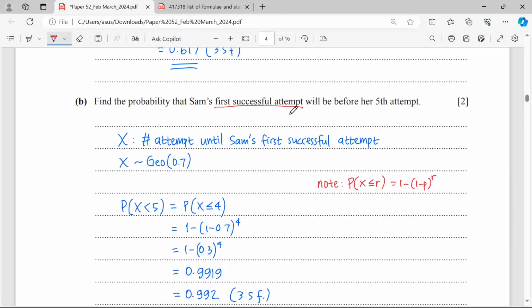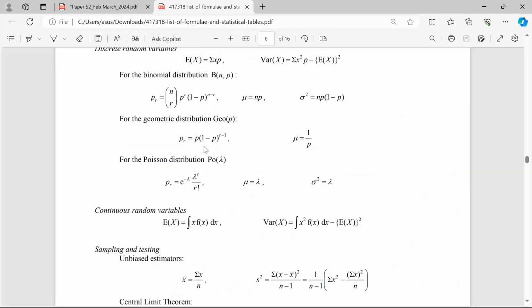And for geometric distributions, there is only 1 parameter, which is p, the probability of success. And it is still the same, which is 0.7. So we would like to find the probability that Sam's first successful attempt will be before her 5th attempt. That means we would like to find probability X is less than 5. You can do it manually, like probability X equals 1 plus probability X equals 2 until probability X equals 4. That's totally okay, and you can use this formula.